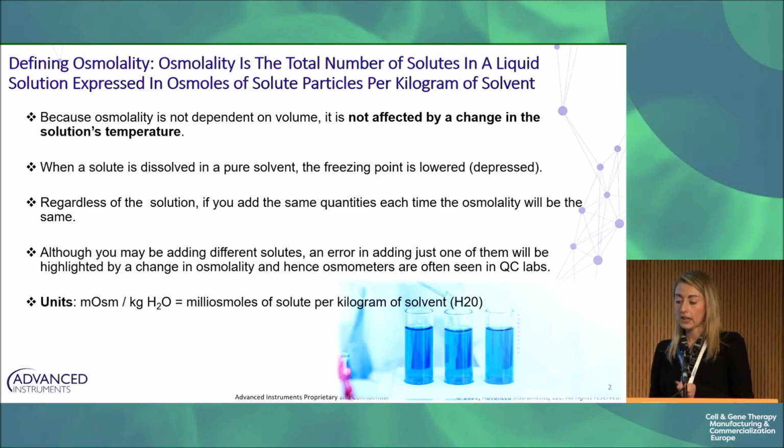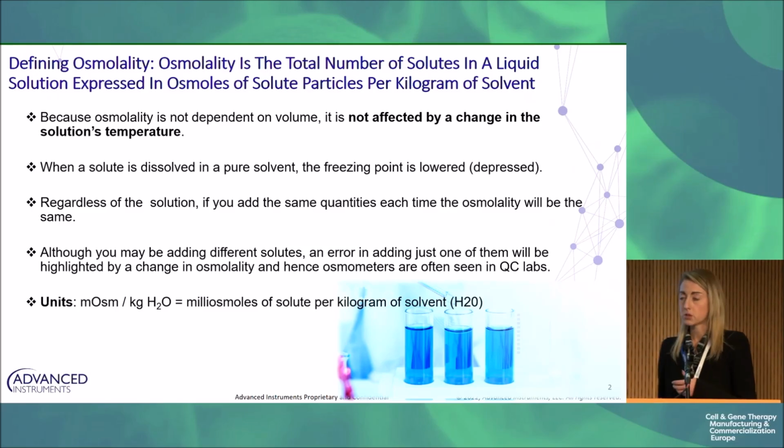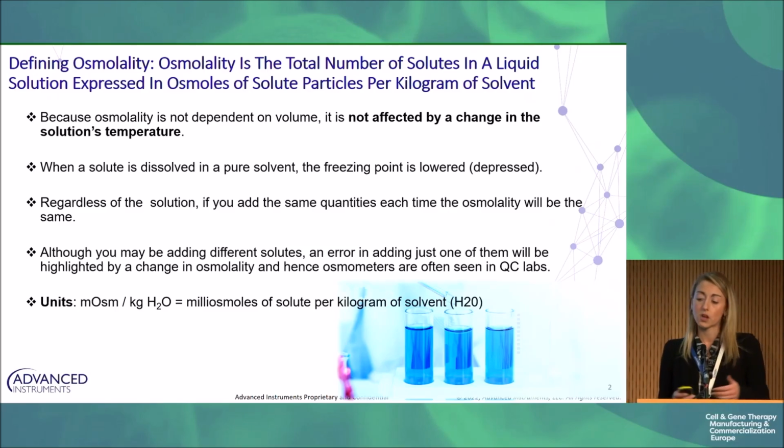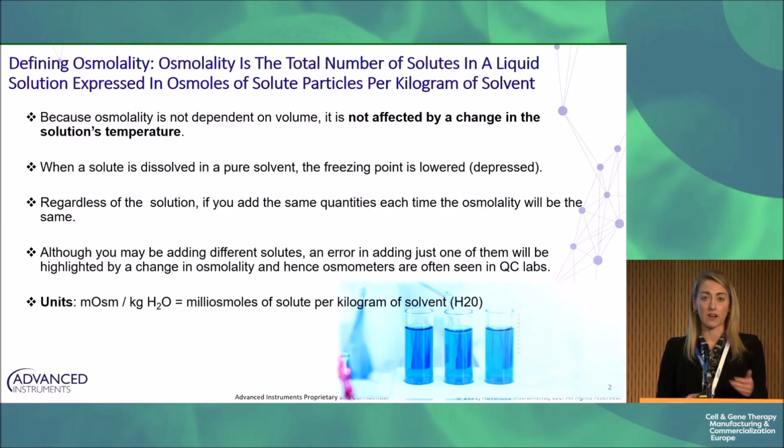Something to note here is the difference between osmolality and osmolarity with an R. Osmolarity with an R is looking at solute particles per litre of solvent, and this therefore affects that measurement with a change in the solution's temperature. Something to also note is that within literature, the two terms, osmolality and osmolarity, are interchanged by various different scientists. The way to differentiate between the two is via the units. You're looking at milliosmoles per kilogram of water, as seen here on screen.